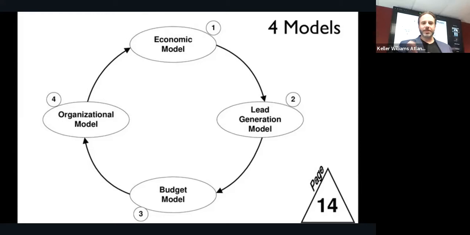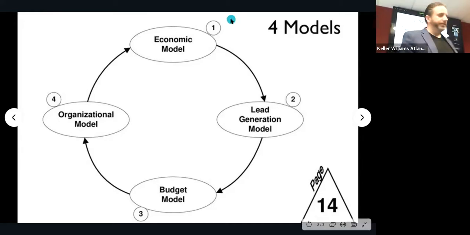All right, so here are the models: economic model, lead generation model, budget model, and organizational model. Brief description of all 4 of those. Economic model: how much money do you want to make? What's your average sales price? How many units, or buyers and sellers, do you have to represent? And what's your average commission? Everything comes down to numbers. If you want to make 250,000, we can tell you based on your average sales price how many units you have to sell. If you want to make $1 million, we can tell you how many units you have to sell.